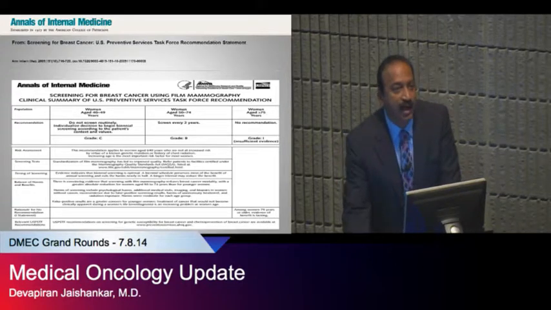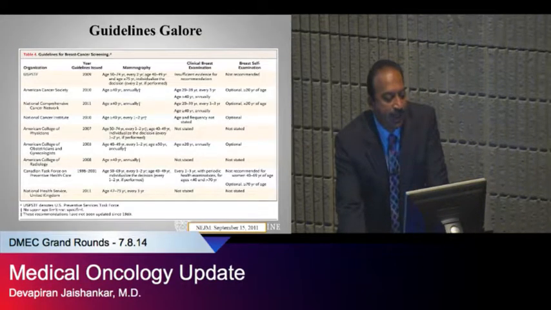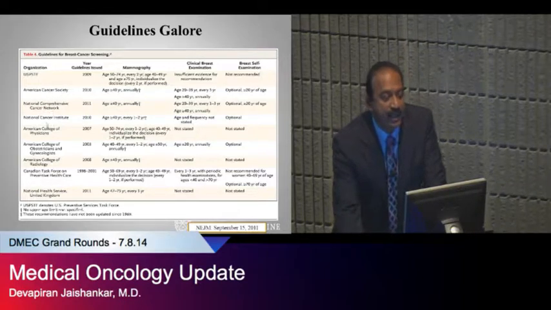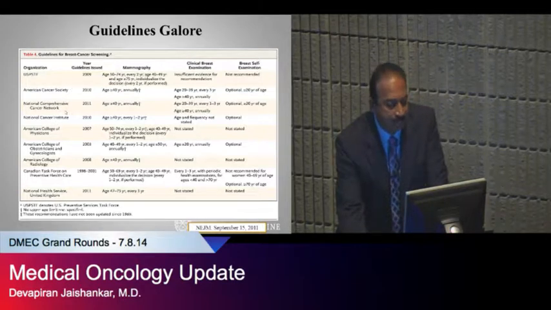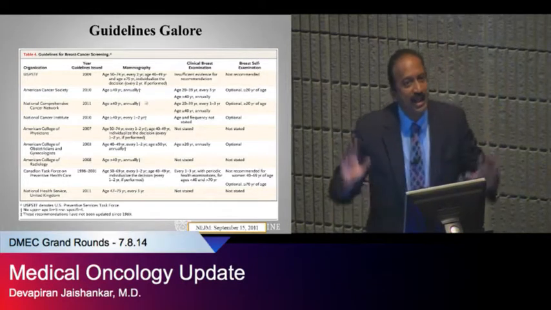So this is what we have, guidelines galore. And we have various societies, including my parent body, which is the American Society of Clinical Oncology. We have the NCCN guidelines, we have the American Cancer Society, and the National Cancer Institute all weighing in. And basically, at this point in time, they would recommend starting screening at age 40, and we would probably do annual screening. So there's a dichotomy here.